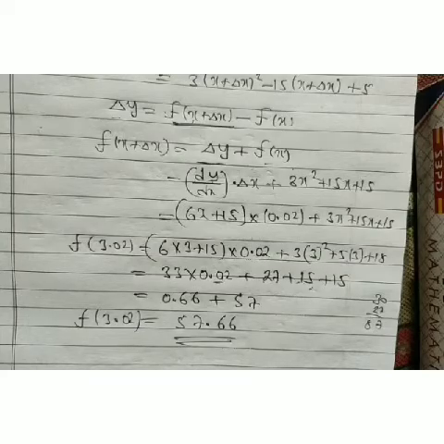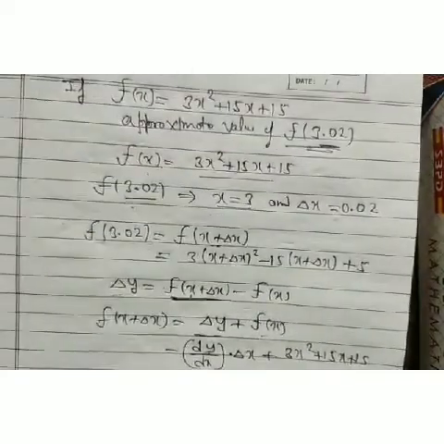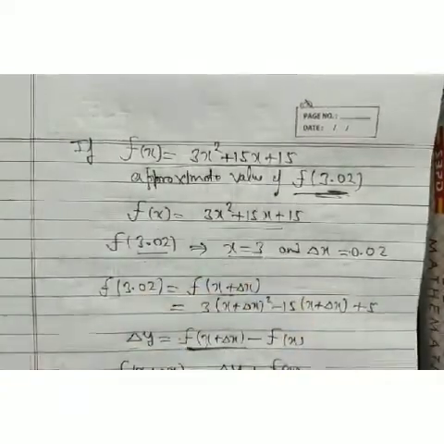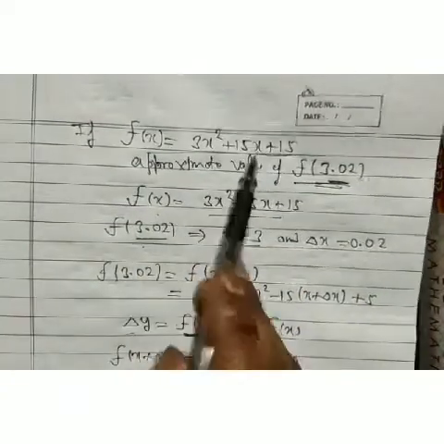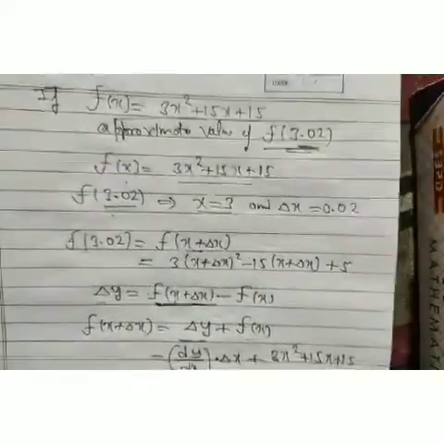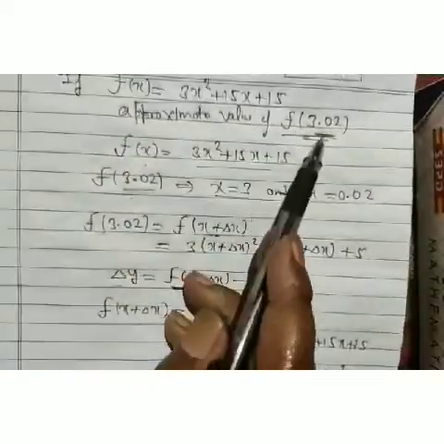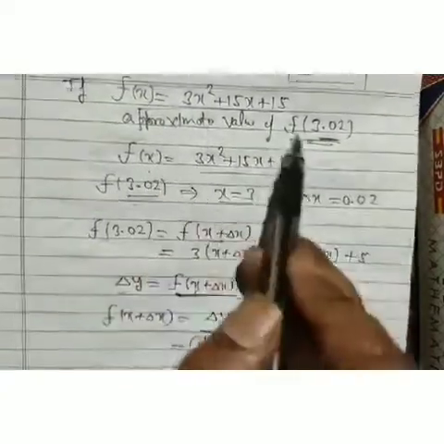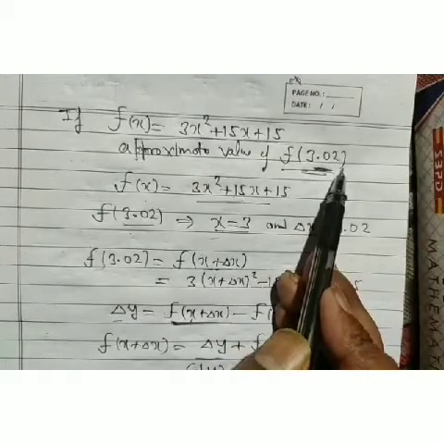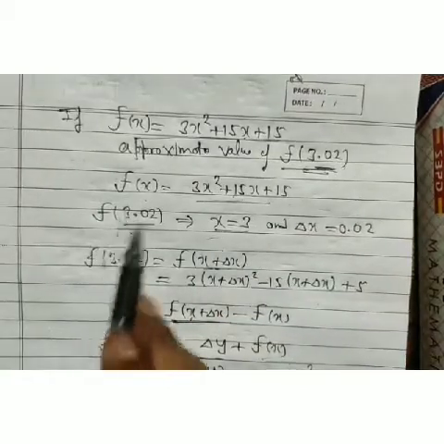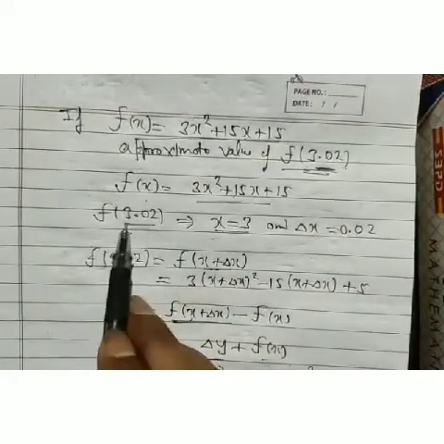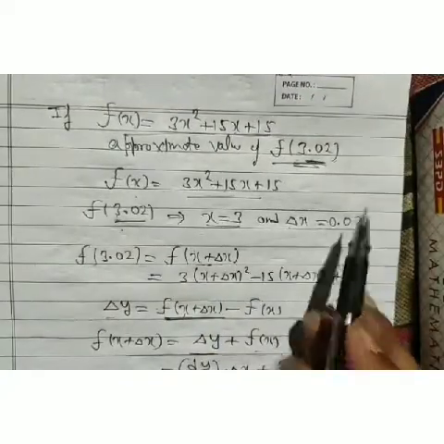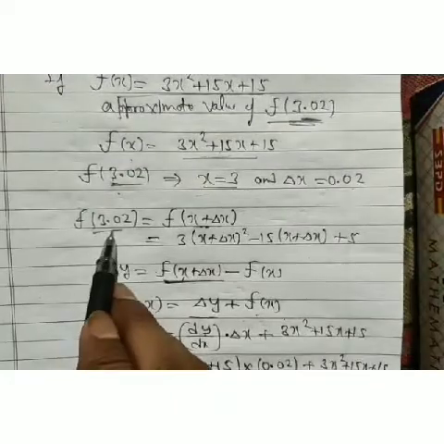Now look up, and we are going to revise that again. Just suppose we have any function there. We have f(x) equal to 3x square plus 15x plus 15. Then we have to find its approximate value of f of 3.02. What are we doing? First of all we have to find our f of 3.02. Then what do we do? We are going to identify our function. Here our x is 3 and del x is 0.02.